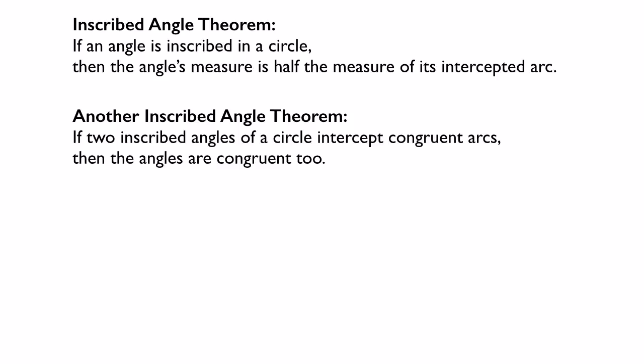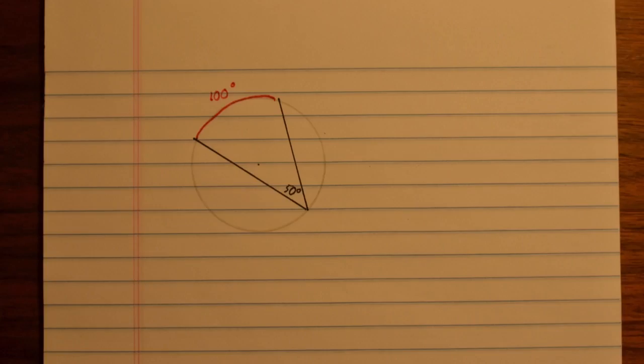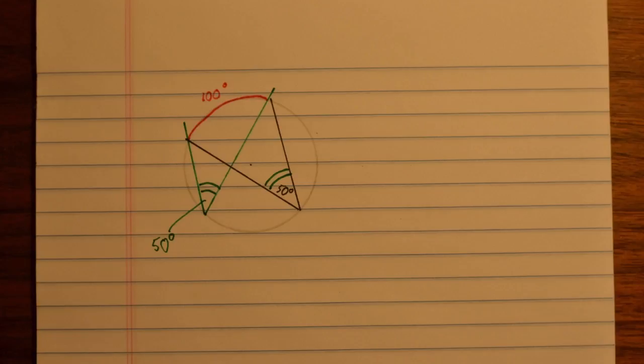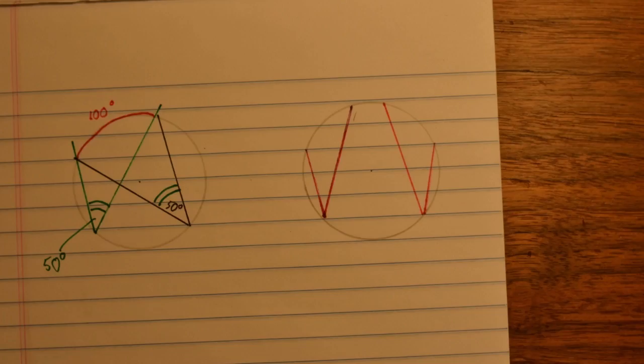Here's another theorem for us. If two inscribed angles intercept congruent arcs, then the angles are congruent too. So if we look back at this original drawing, let's say there's another inscribed angle that intercepts the same amount of circle. So the black angle cuts off 100 degrees. The green angle also cuts off 100 degrees. That means both angles are congruent. Now similarly, if we have these two angles and they intercept congruent arcs, maybe not the same arc, but the same amount of arc, that means those two angles are congruent.